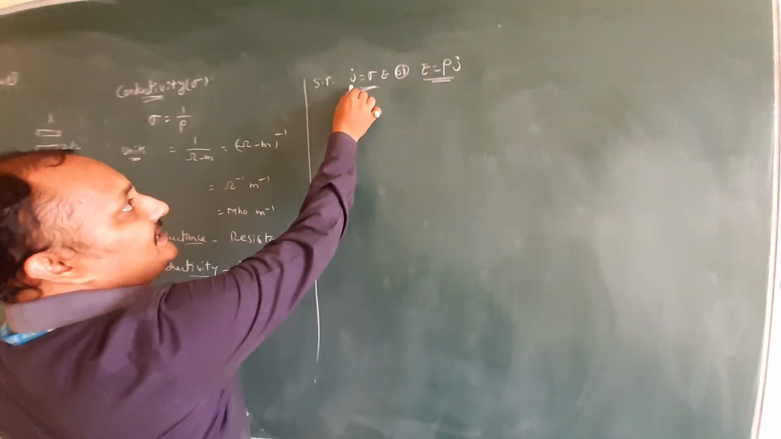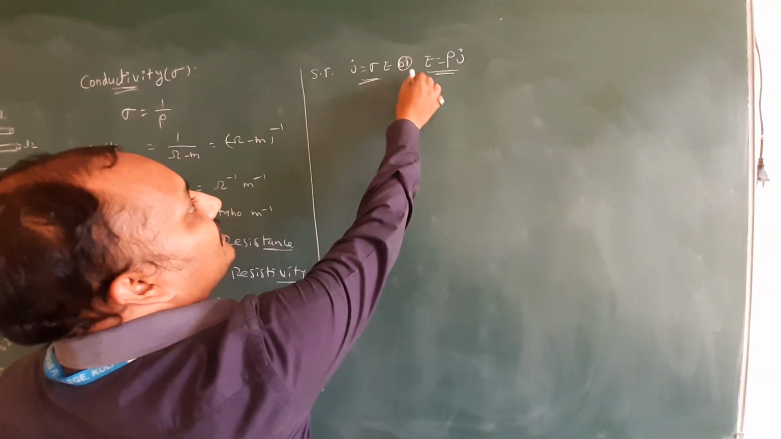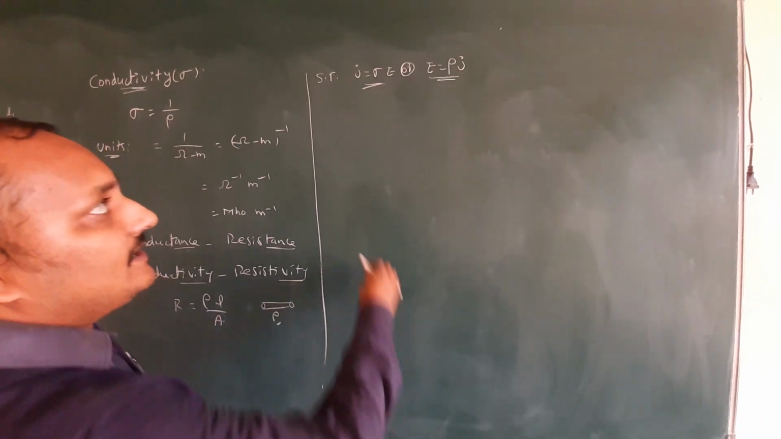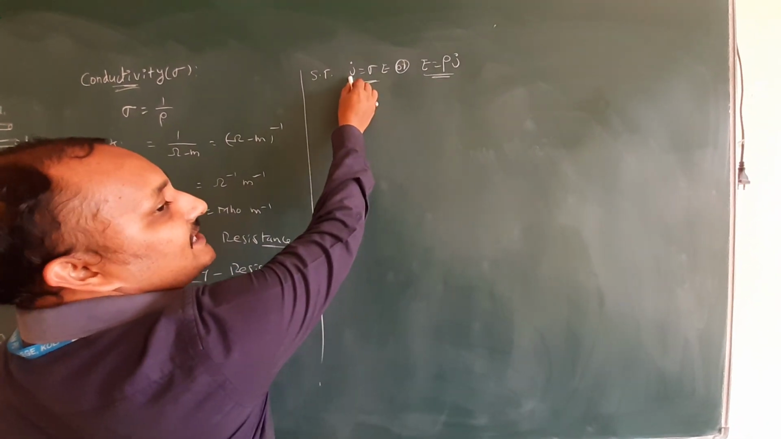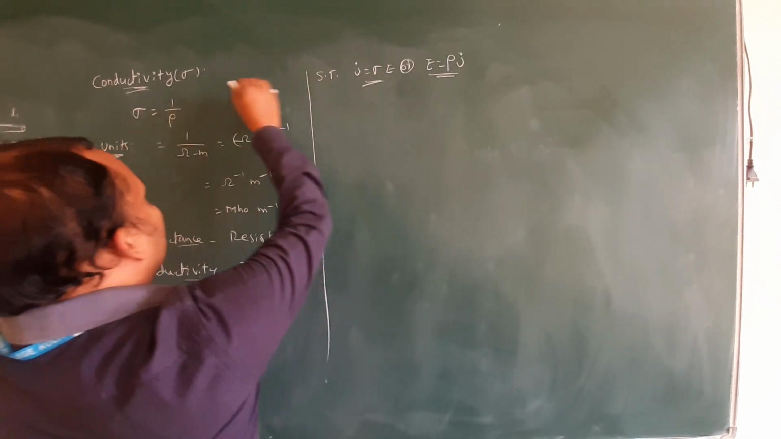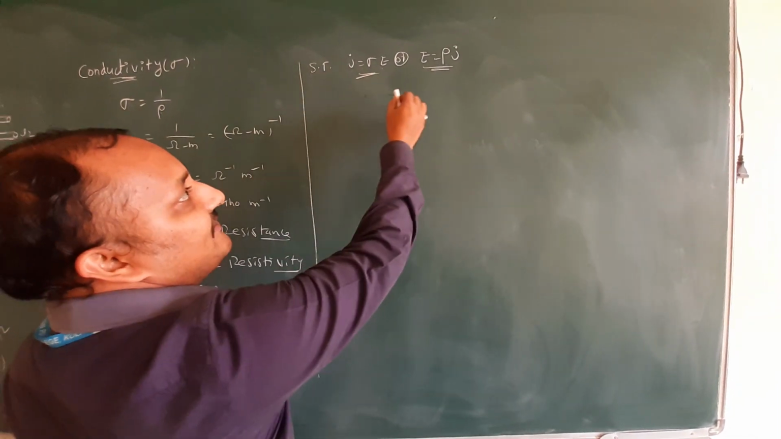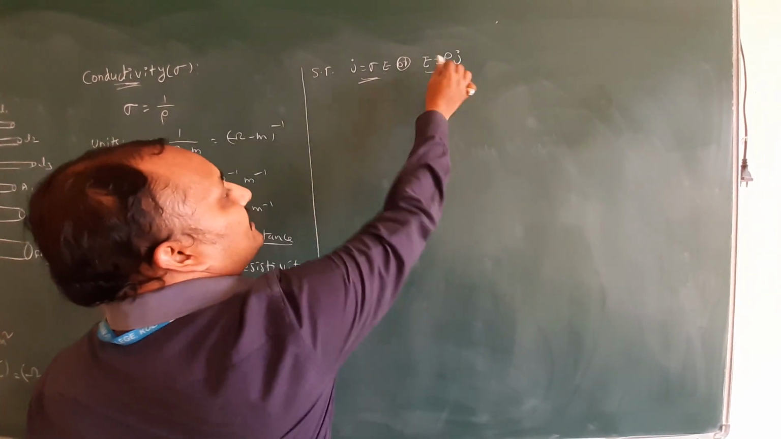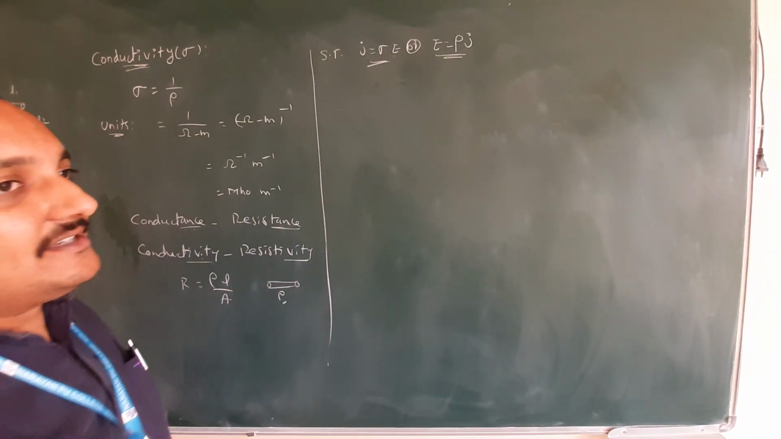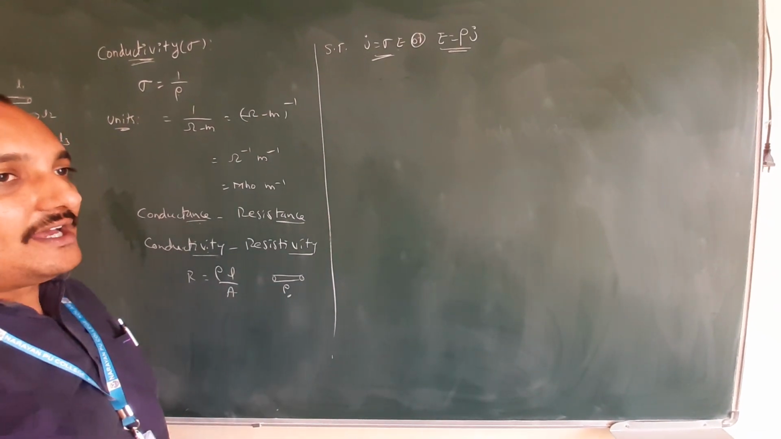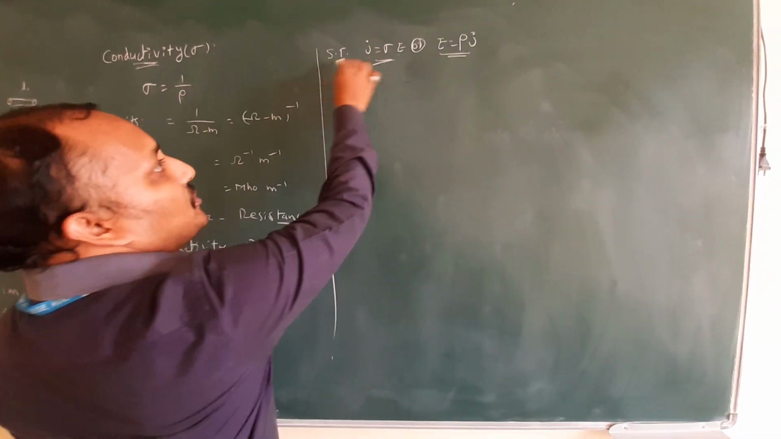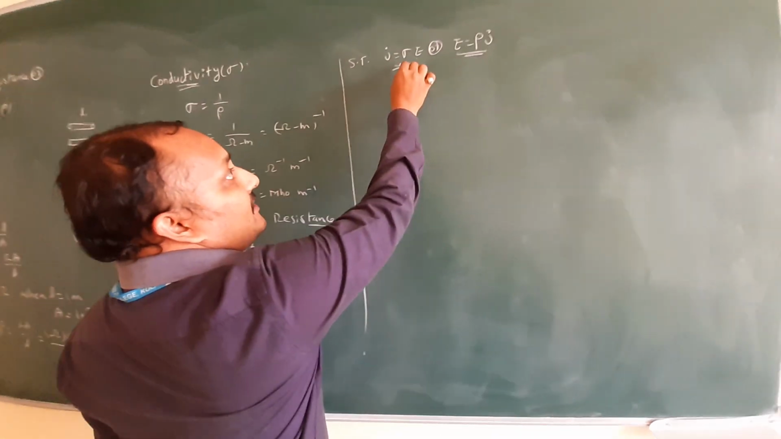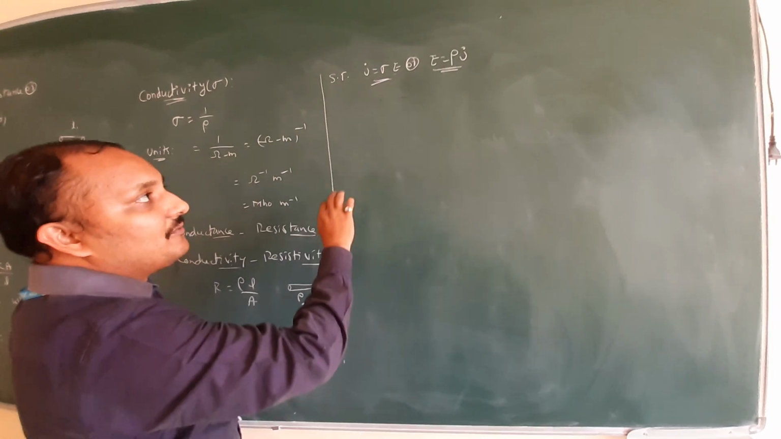Next one. Show that J is equal to sigma E or E is equal to rho J. They will ask this as a 3 marks question. Very, very important question. What is J here? Current density. Sigma is conductivity, as we just said. E means electric field intensity. Rho means specific resistance or resistivity. This is another form of Ohm's law. They will ask to show either this equation or that equation. These two are different forms of Ohm's law.